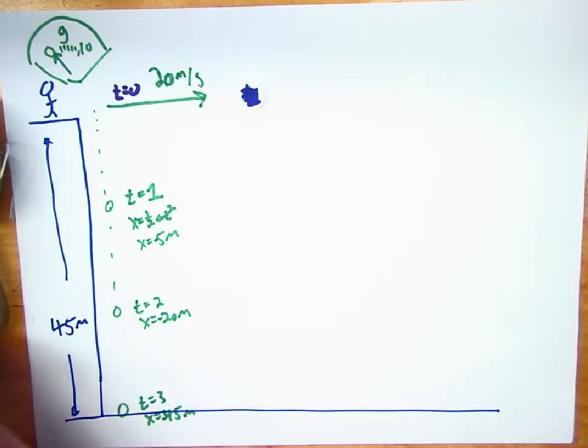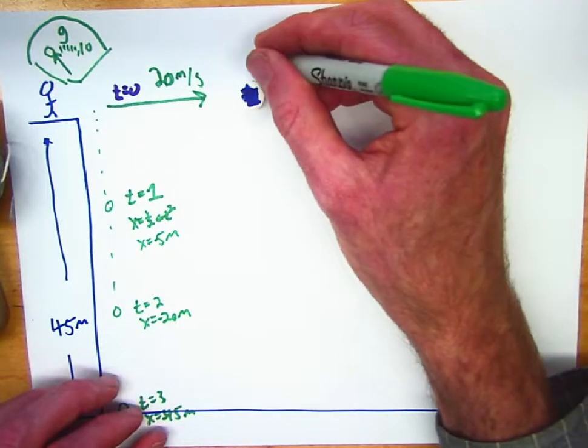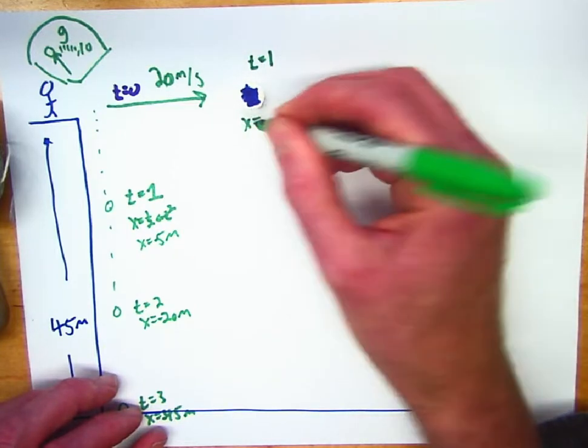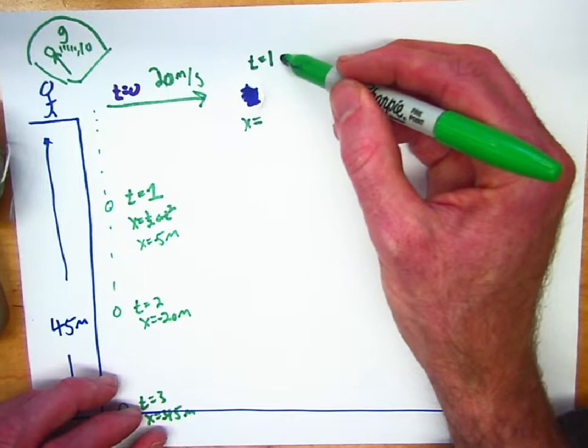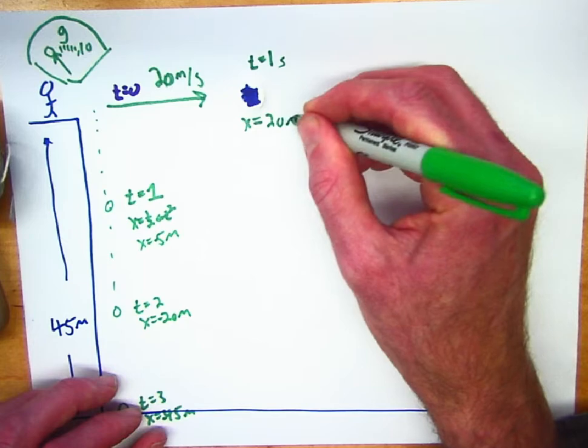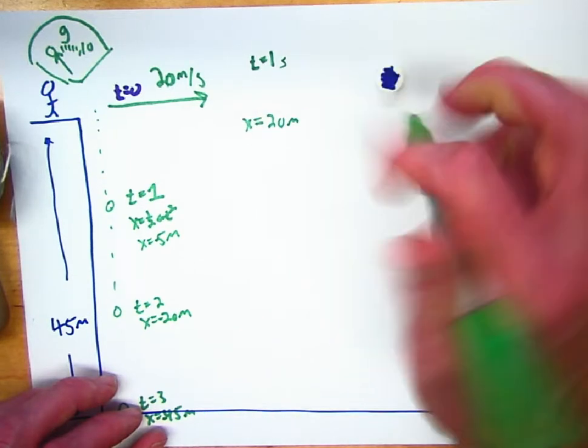And let's say that this is t equals 1 right here, and we want to find out its position. Well, its position is really easy. 1 second times 20 meters per second, so its position is going to be 20 meters. Keep track of the Altoid. Oh, there it is.